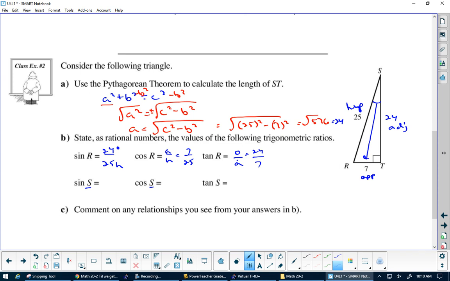Okay, so sine is opposite, 7, over hypotenuse, 25. So you're just keeping these. Cos S is adjacent, which is 24 over hypotenuse 25. And tan is opposite over adjacent.